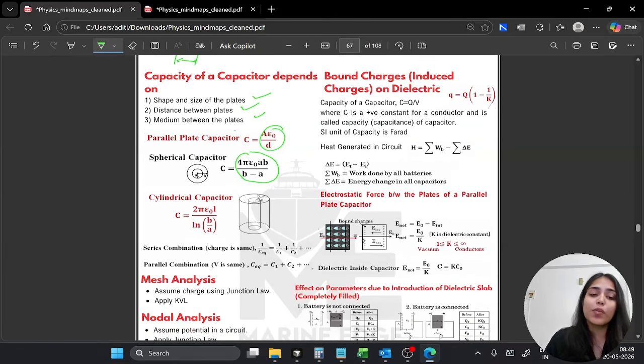Then we have the cylindrical capacitor. The capacitance is 2 pi epsilon naught L, where L is the length of the cylinder, divided by ln B by A. Normally, you will be seeing only parallel plate capacitors. Okay. Next.